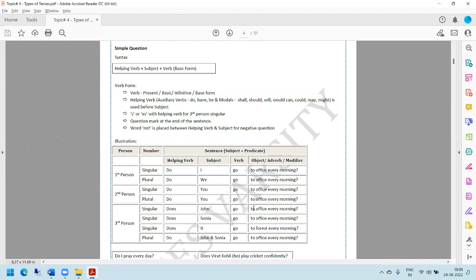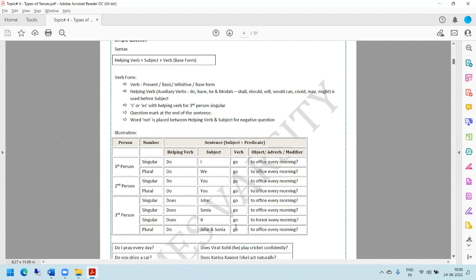Does John go to office every morning? Does Sonia go to office every morning? And similarly, does it go to forest every morning? Do John and Sonia go to office every morning?